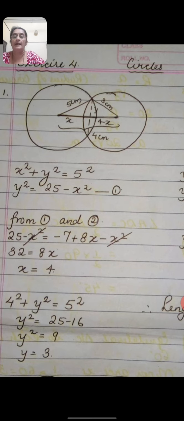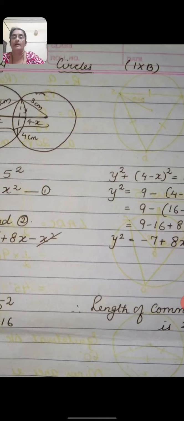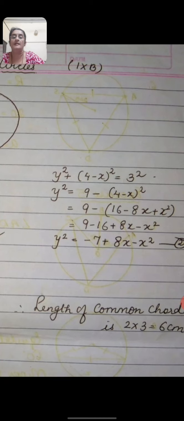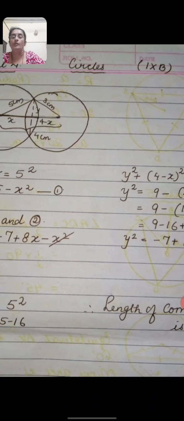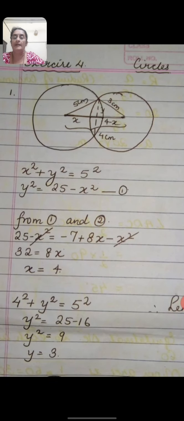Now go to the right hand side circle. There again we are going to use Pythagoras. So y squared plus (4 minus x) squared is equal to 3 squared. That gives us y squared as minus 7 plus 8x minus x squared. Now we got two values of y squared, from equations 1 and 2. So 25 minus x squared is equal to minus 7 plus 8x minus x squared.